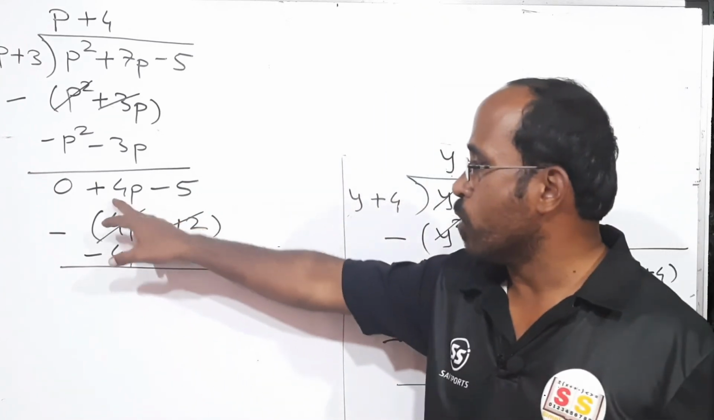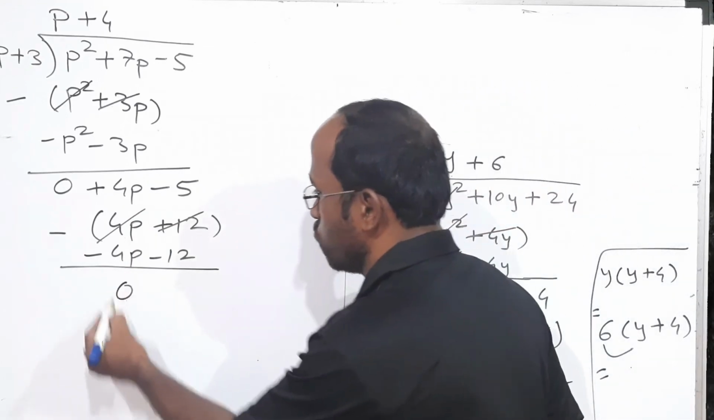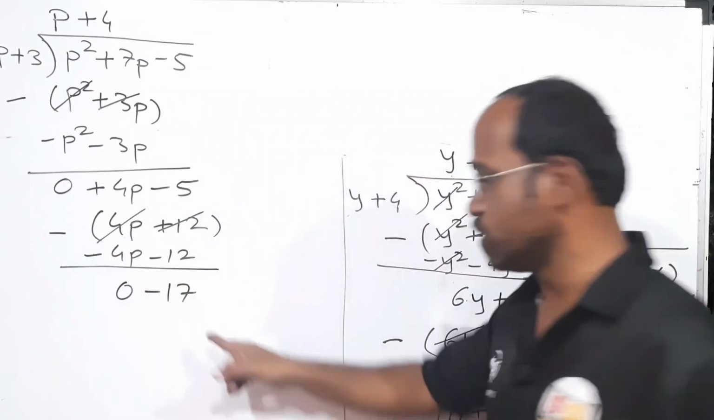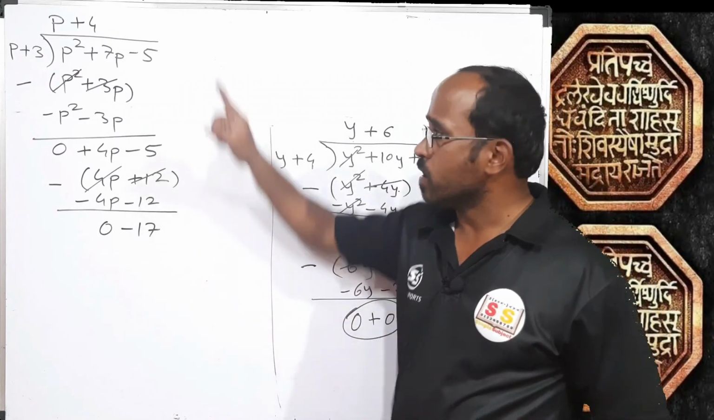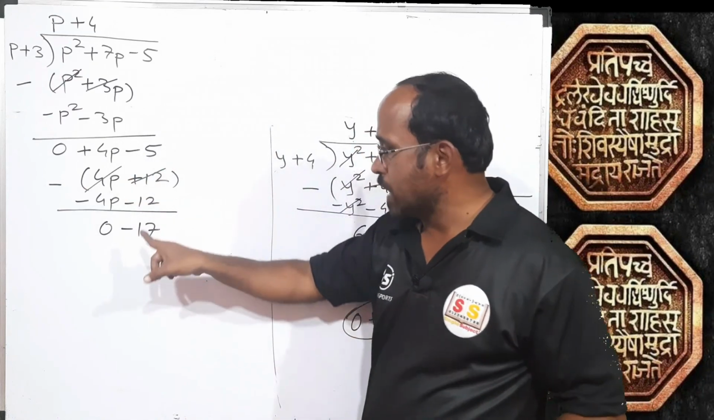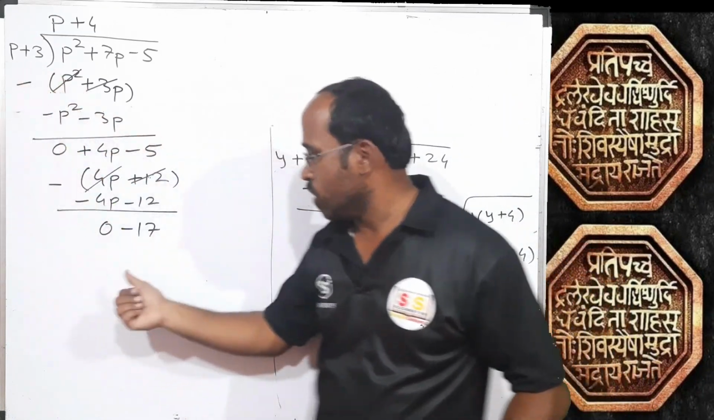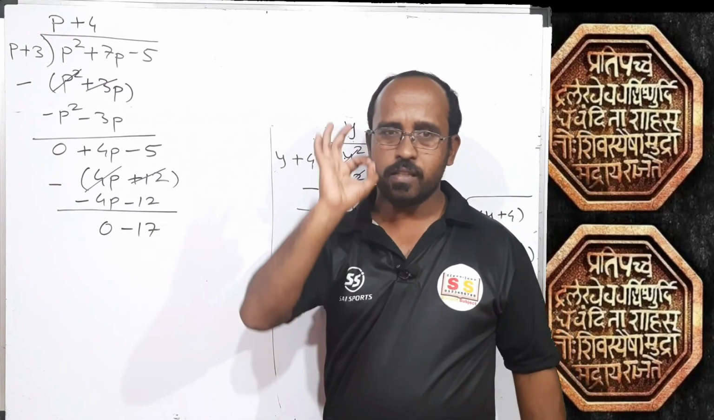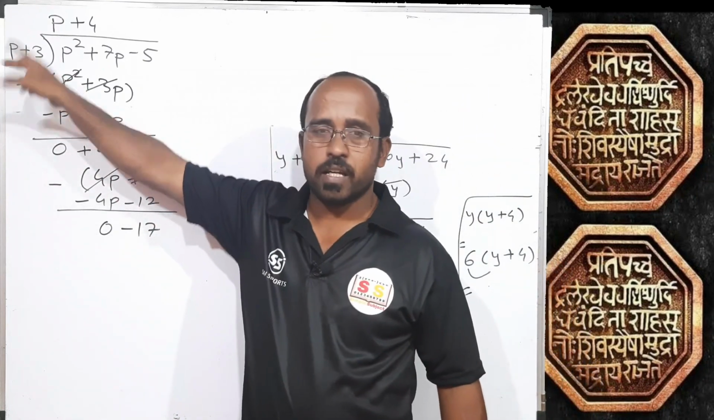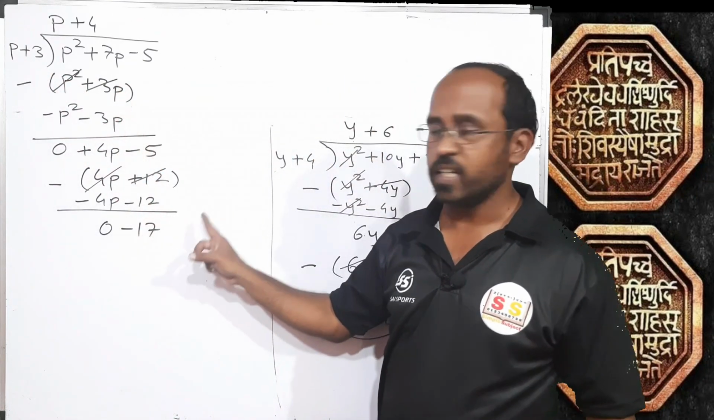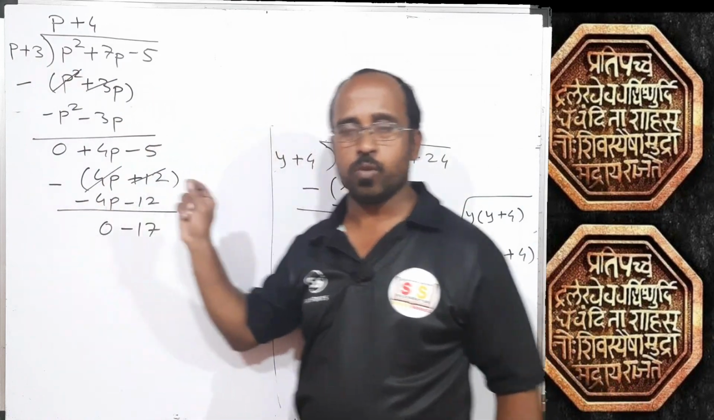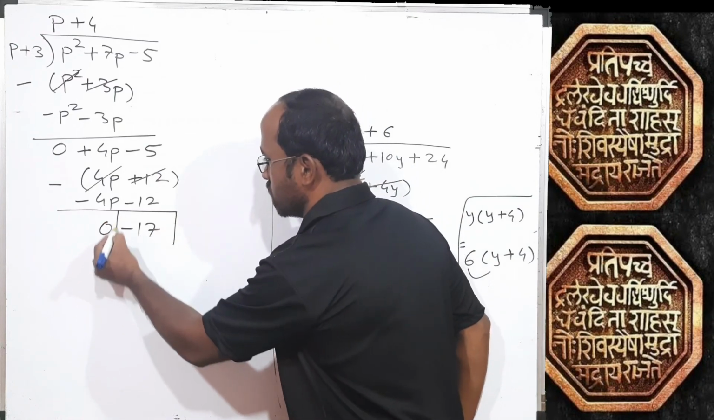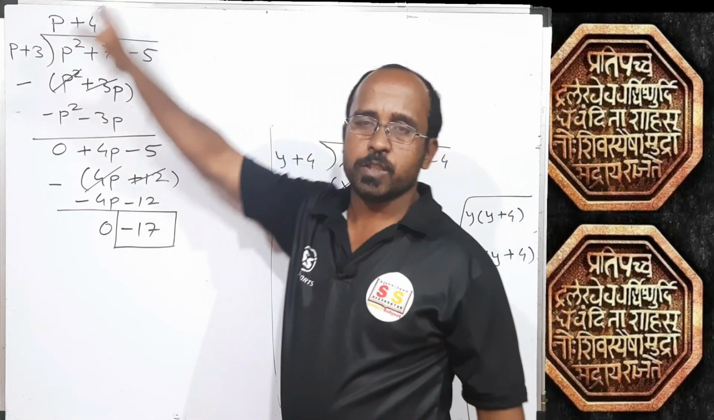Clear? Now 4p minus 4p is 0. Minus 5 minus 12 is minus 17. Third step, continue the same process unless and until the degree of this is less than the degree of this. Now, minus 17. What is the degree of minus 17? No variable is there, so the degree is 0. Here a variable is there, so the degree is 1. So the degree of minus 17 is less than the degree of p plus 3. So further division is not possible. Hence this minus 17 is our remainder and p plus 4 is the quotient.